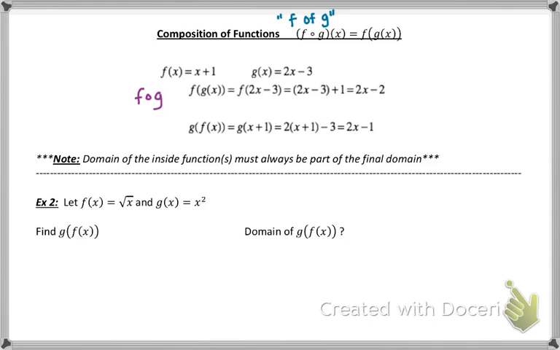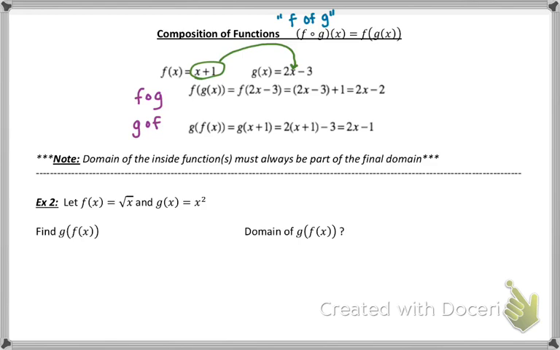So then similarly, if I want to do the reverse and find g of f, now I'm going to try to put the f function in as the input into the g function. So I'm going to take the f function, which is x plus 1, and I'm going to replace the x in the g function with my new input, which is x plus 1. And then we simplify.